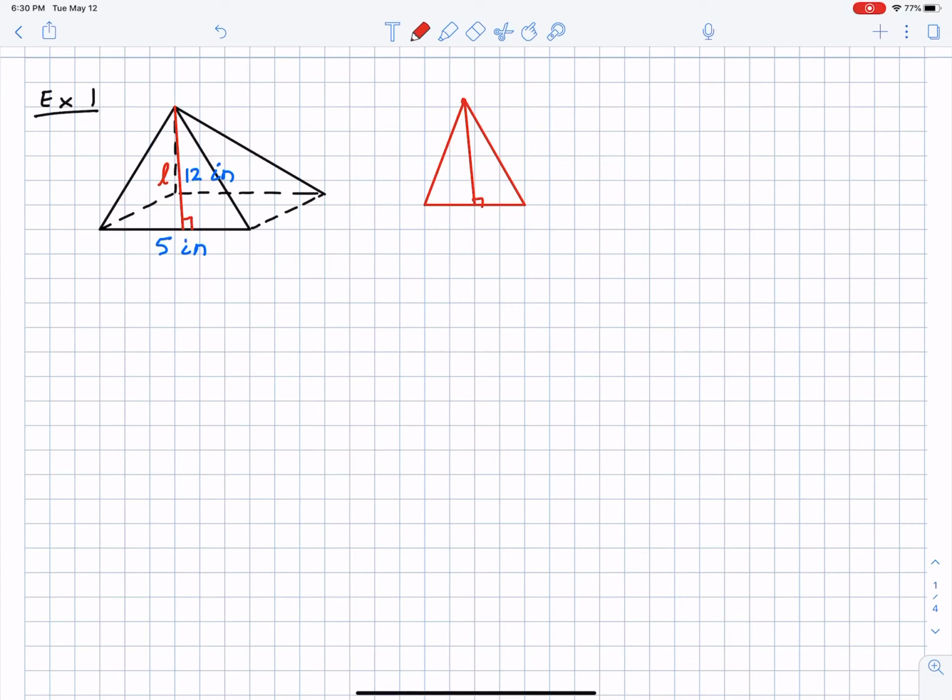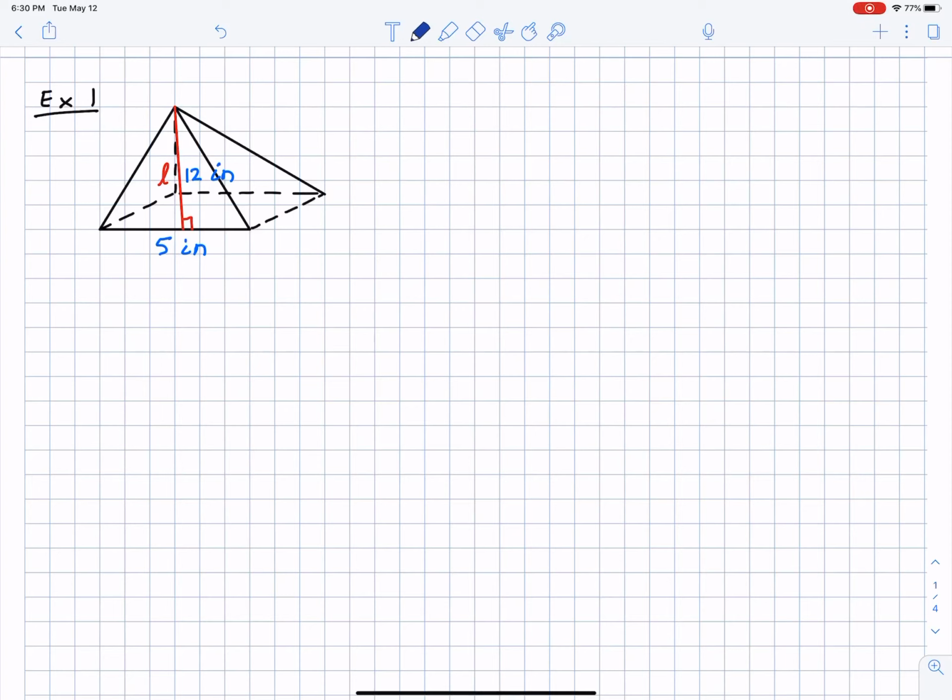So it's not the height, right? It's not the height of the pyramid. It's called the lateral height or the slant height because that line travels along a slant. Anyway, moving right along. Let's go find the surface area of this.